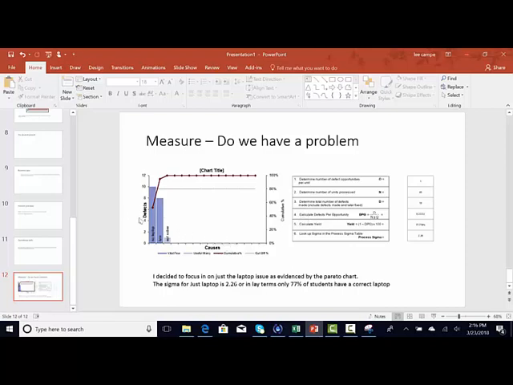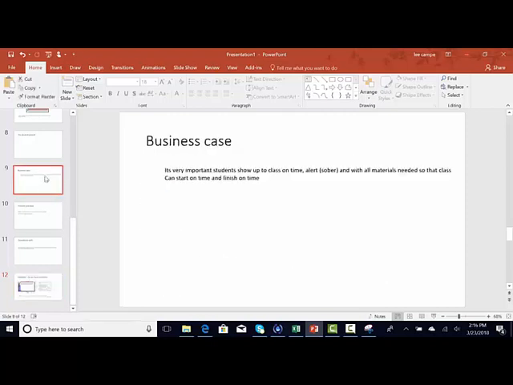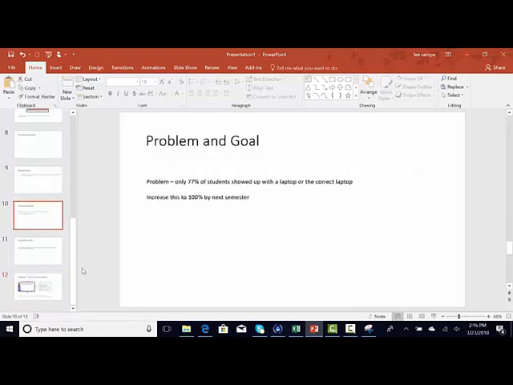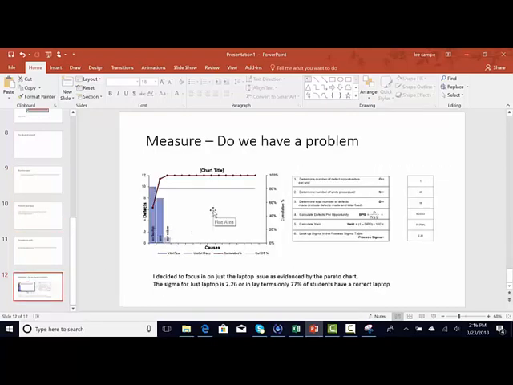Some people say, well, I already told them in the problem statement that 77% of students have laptops, so why do I show it again here? Because the measure phase is usually just, I don't believe you. That's really what the measure phase is. I don't believe you. And now we're off and running to the analyze phase. We've got a great project. We need to figure out why students are not showing up with their laptop or with the correct laptop.